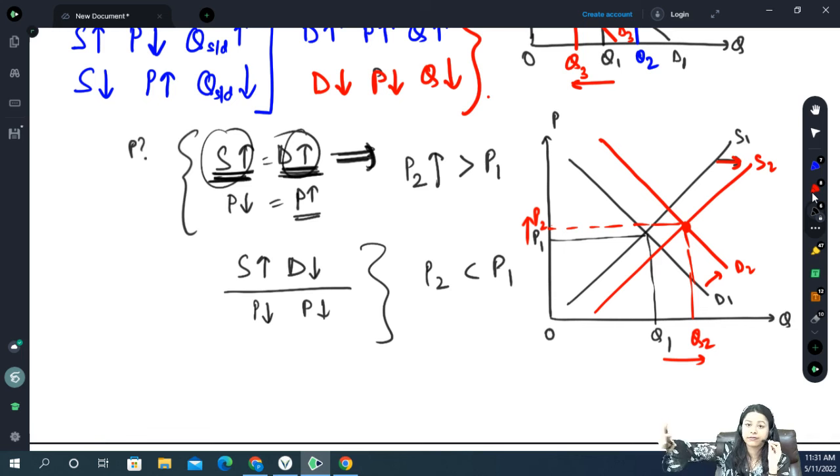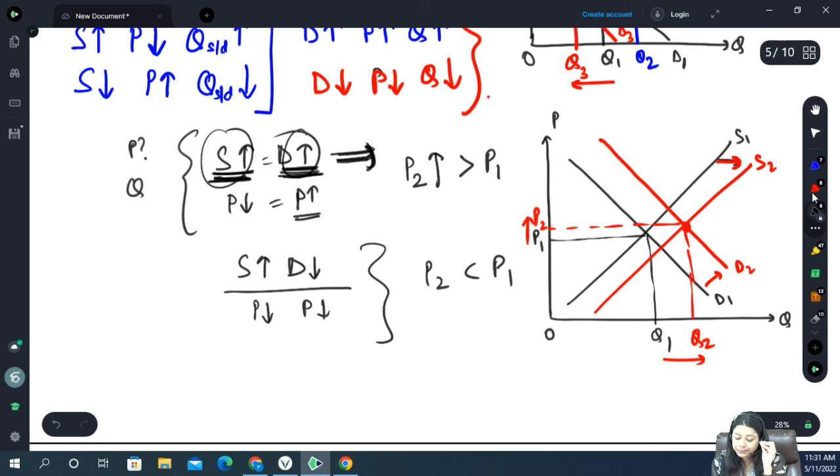I don't know the extent of the shift for the time being. Just forget about the graph. But one thing I am sure about is the quantity. If supply is increasing, quantity will increase. If demand is increasing, quantity will increase. So this is what I am sure of.